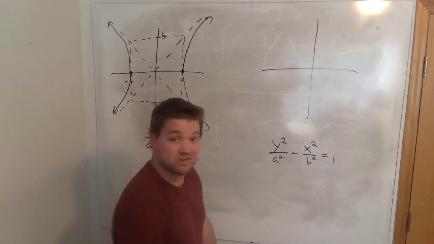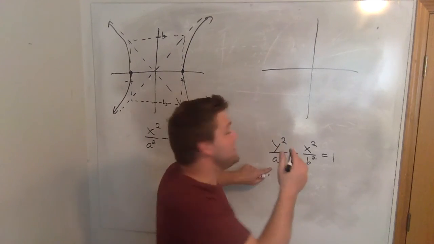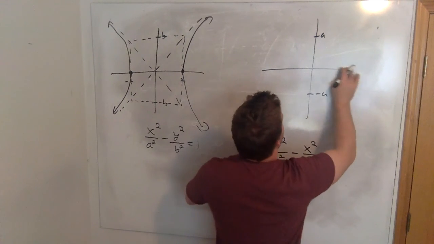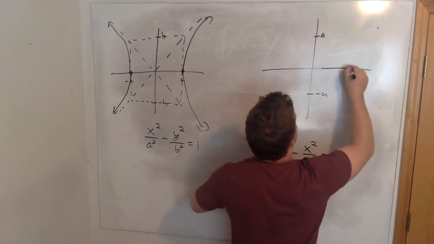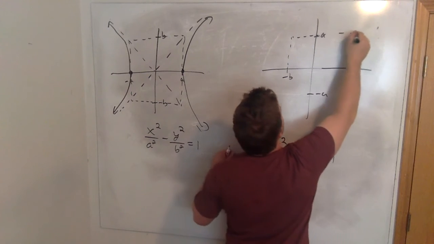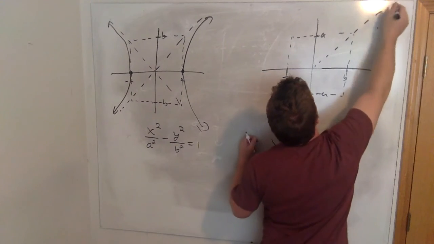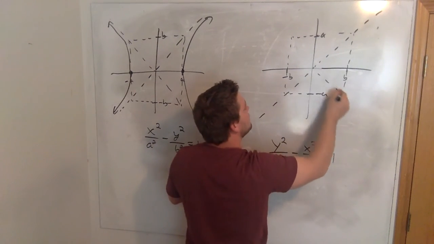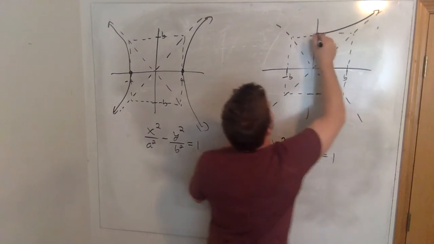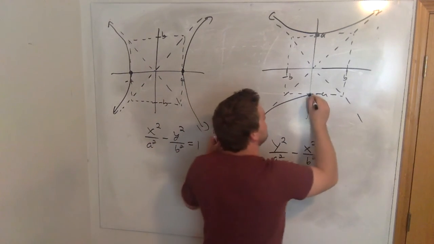Okay, for the other orientation, this one has y-intercepts, so we would go up a units and down a units, and now we would go right b units and left b units. You'll draw the central box. The central box will tell you about the asymptotes. The asymptotes will hit the corners of the central box, and then we can guide the hyperbola along these asymptotes.